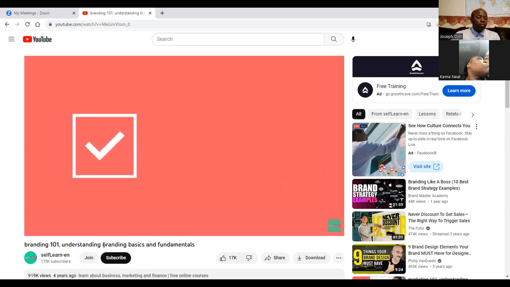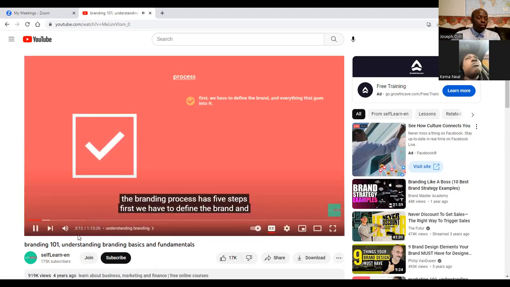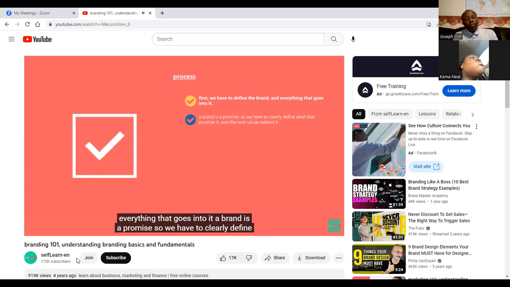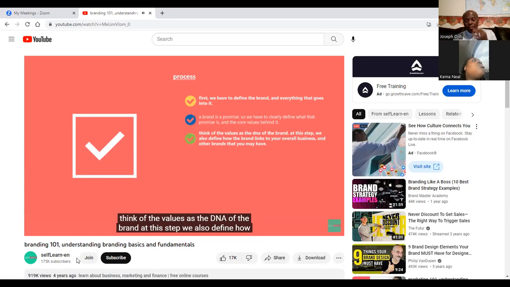The branding process has five steps. First, we have to define the brand and everything that goes into it. A brand is a promise. So we have to clearly define what that promise is and the core values behind it. Think of the values as the DNA of the brand.